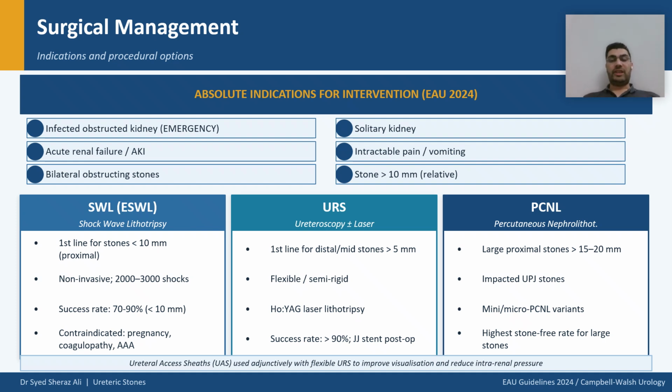Then the last one is PCNL, percutaneous nephrolithotomy. This is reserved for large proximal stones greater than 15 to 20 mm and impacted UPJ stones that have failed other treatment. It involves placing a nephroscope directly into the kidney through a percutaneous tract. It has the highest stone-free rate for large stones. Mini and micro PCNL variants have reduced complication rates. Pre-operative antibiotics are mandatory.